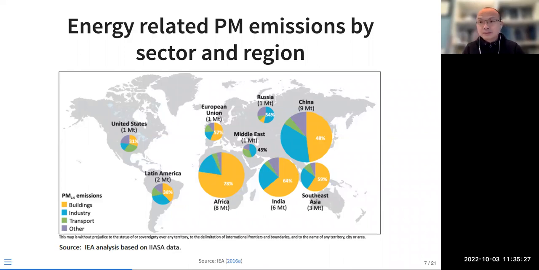PM pollution, especially PM2.5, the fine particulate matter, really damages human health and creates all sorts of problems. And that's the new frontier for air pollution mitigation, because we have better technology to address sulfur and NOx and those traditional air pollutants, but particulate matter is much harder to regulate.